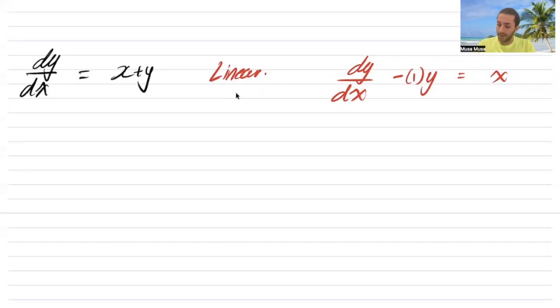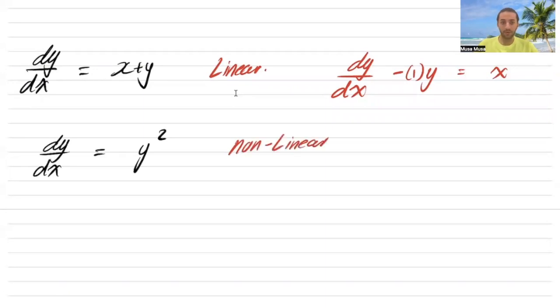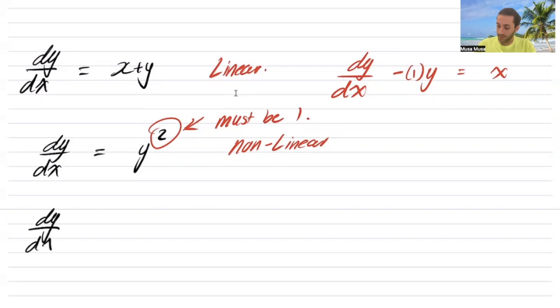Okay. How about dy on dx equals y squared? Linear or non-linear? Okay, I think we can say non-linear. Wonderful. And what's the reason that it's non-linear? Because the y squared must be 1. Okay, and the last one we'll do: dy on dx equals x squared.